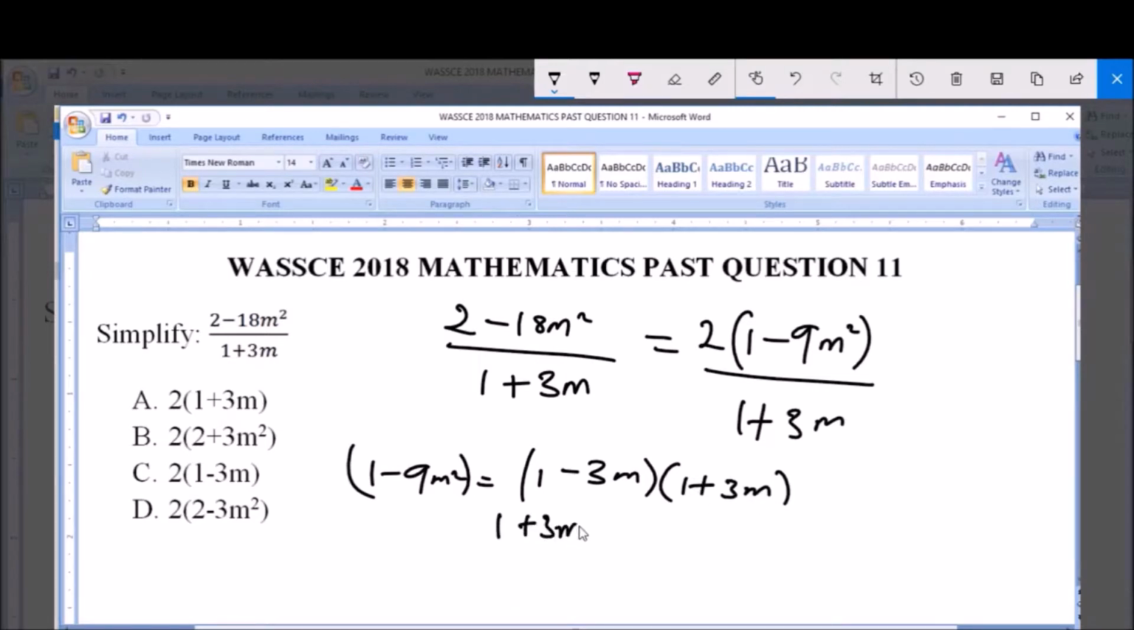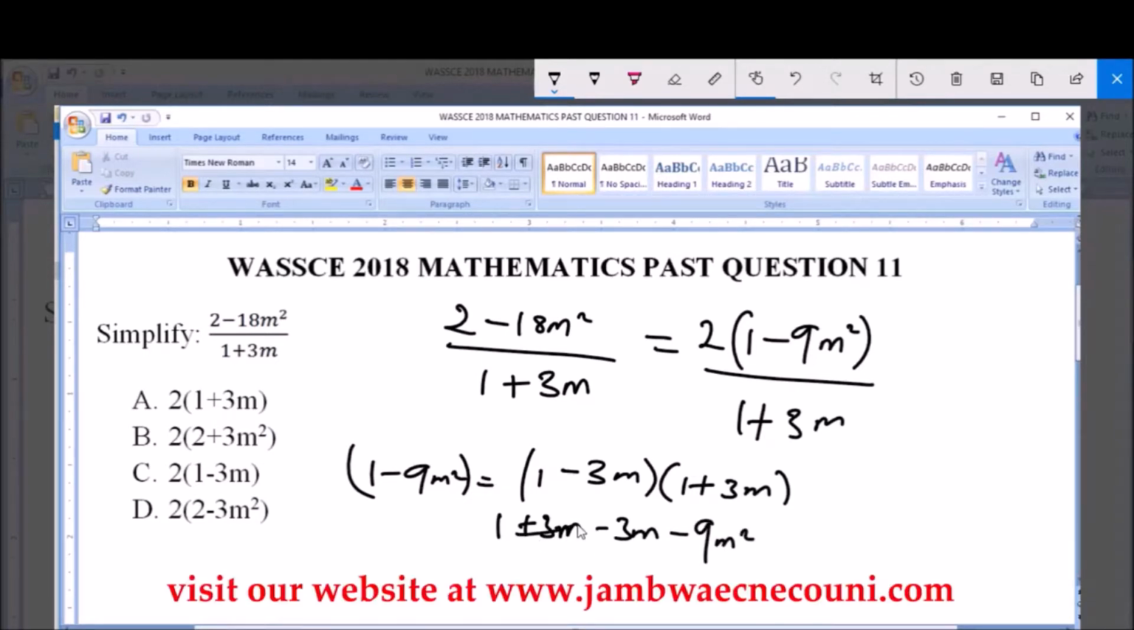Plus 3m. Then minus 3m multiplied by 1 will give us minus 3m. And minus 3m multiplied by plus 3m will give us minus 9m square. Now looking at this, positive 3m and minus 3m will cancel, so we have 1 minus 9m square. So you can see that this is equivalent to 1 minus 9m square.